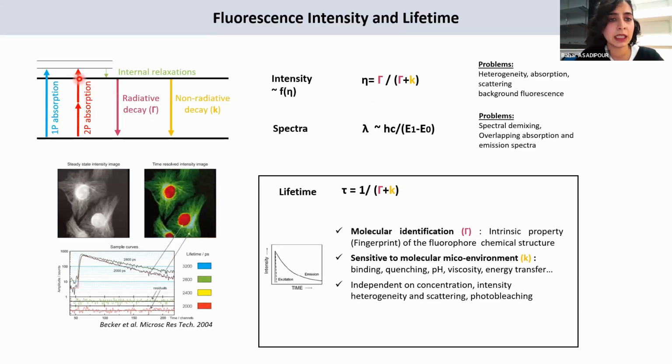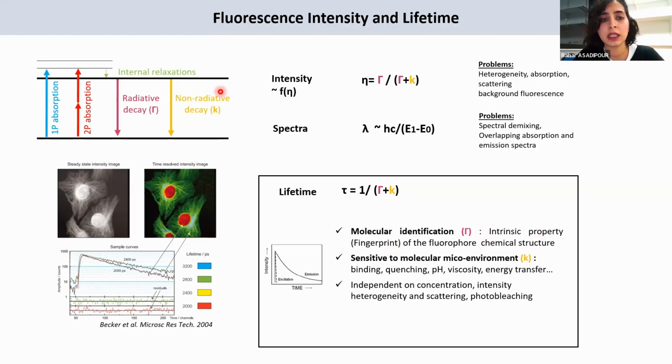So this is why we are moving on to another metric for fluorophores that is called lifetime, the average time that a fluorophore spends in the excited state before moving back to the ground state, and it is the reciprocal of the summation of radiative and non-radiative decay rates. Because of this radiative decay, it's molecular identification, meaning that it's an intrinsic property or fingerprint of a fluorophore, and it depends on the chemical structure of the fluorophore.